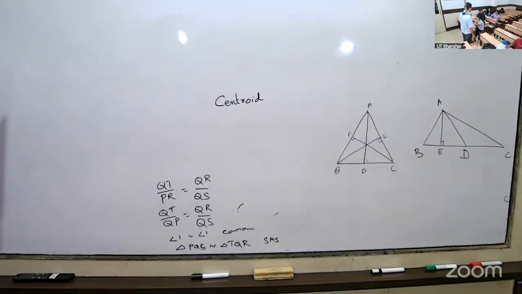Centroid divides the median in the ratio 2:1. Written? That property is required later, that's why I'm making you write. Now, altitude we said, median we said, they are different things. Remember. Third one, angle bisector.